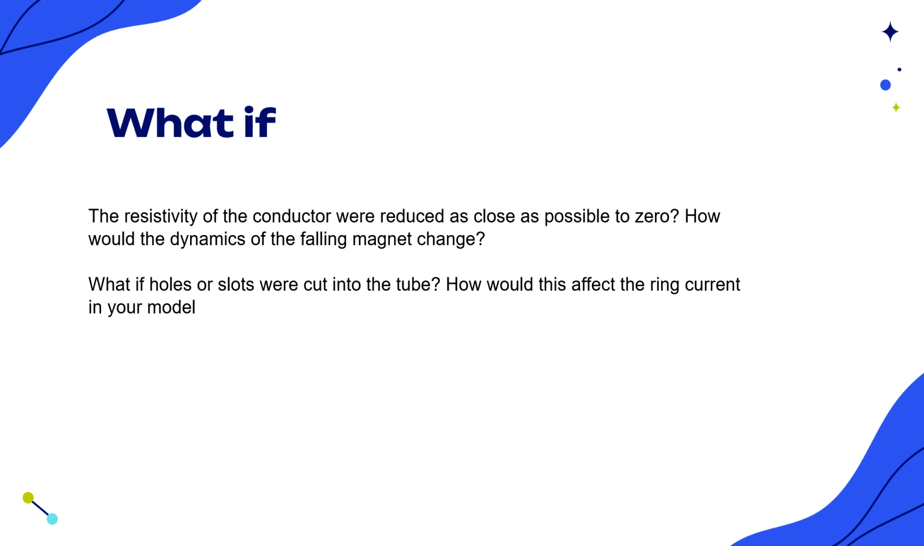And what if holes or slots were cut into the tube? How would this affect the ring currents in your model? There would be fewer rings of current through the tube, and this would result in a much weaker opposing magnetic field, causing the bar magnet to move through the tube at a much faster rate.